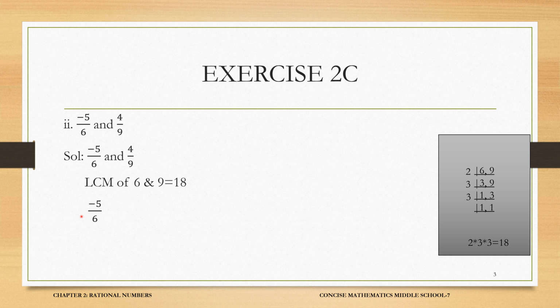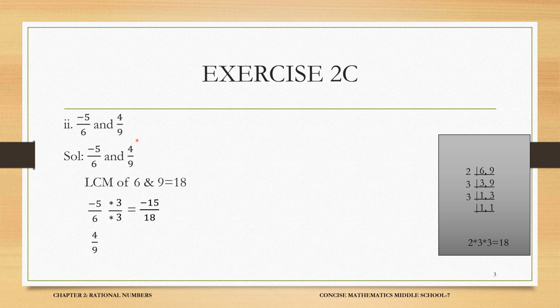Just take the first rational number over here, and this denominator 6 should be multiplied with what number to make 18? It should be multiplied with 3. 6 threes are 18, right? So 6 threes are 18, minus into plus, minus 5 threes are 15. So minus 15 by 18 is the answer.